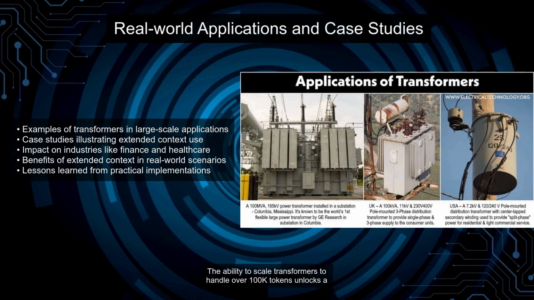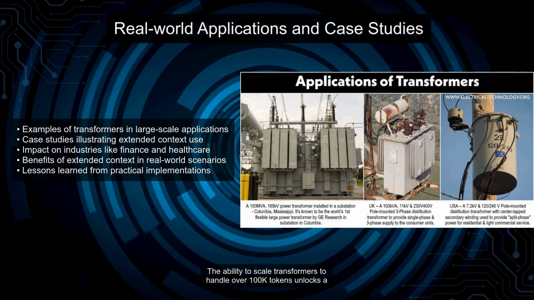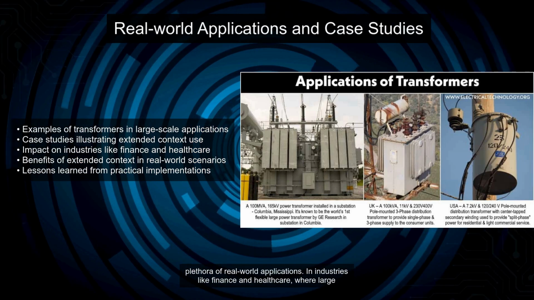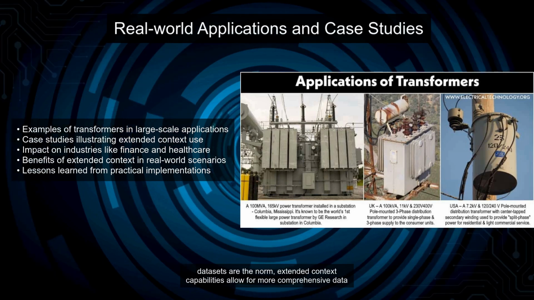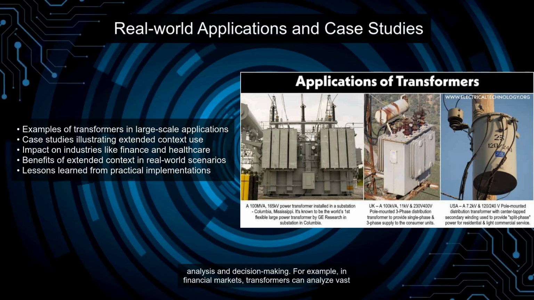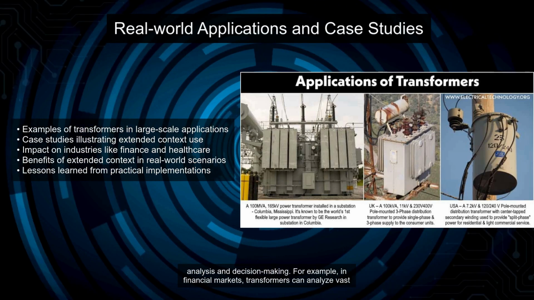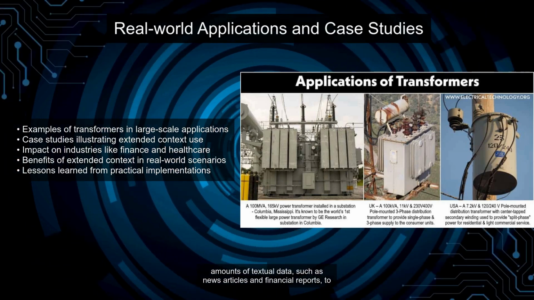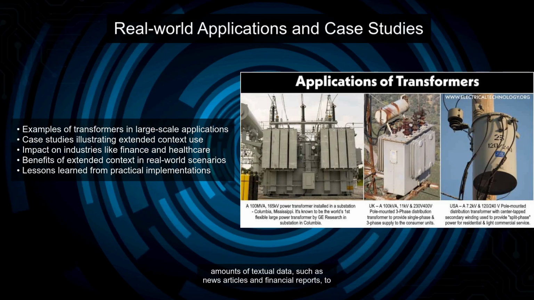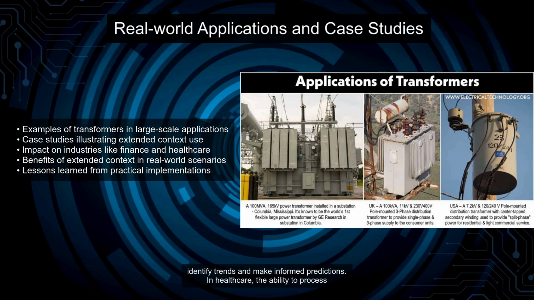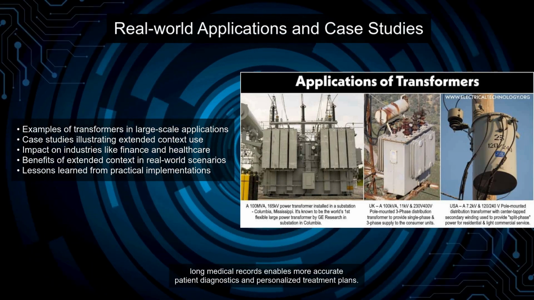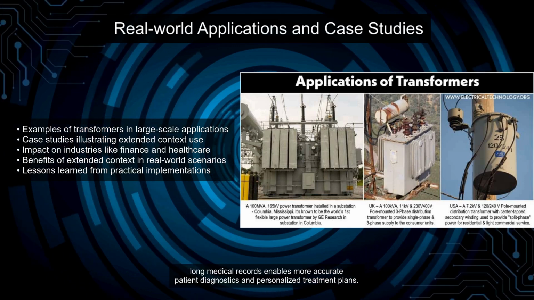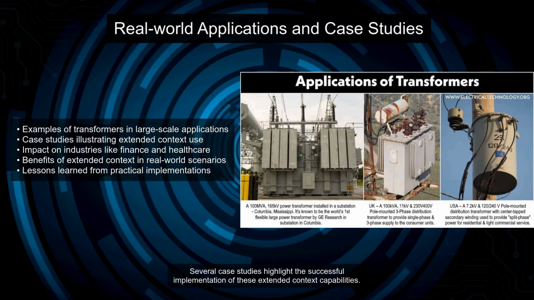The ability to scale transformers to handle over 100K tokens unlocks a plethora of real-world applications. In industries like finance and healthcare, where large datasets are the norm, extended context capabilities allow for more comprehensive data analysis and decision-making. For example, in financial markets, transformers can analyze vast amounts of textual data, such as news articles and financial reports, to identify trends and make informed predictions. In healthcare, the ability to process long medical records enables more accurate patient diagnostics and personalized treatment plans.